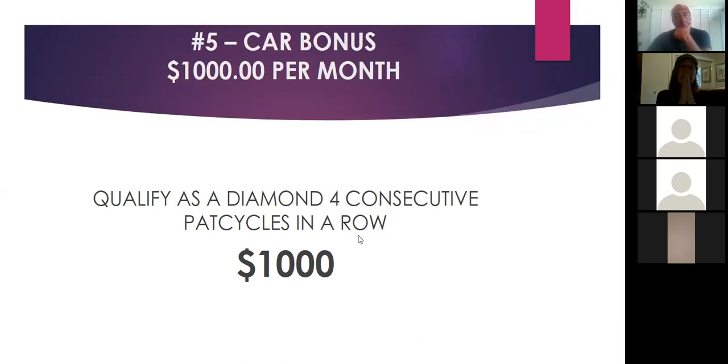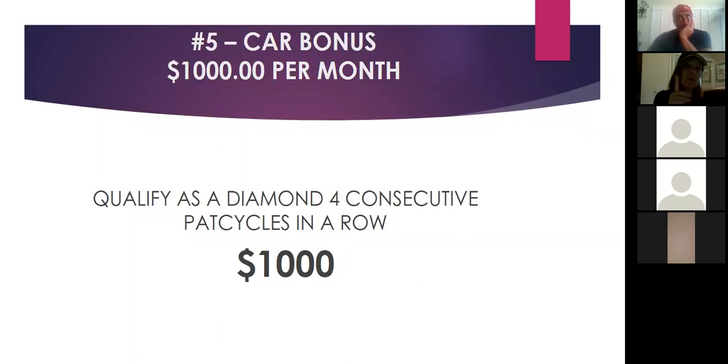Car bonus. Now this I had a question on. In order to earn your car bonus, it has to be consecutive. So if you become a diamond in a pay cycle, you have to do it the following pay cycle, the following pay cycle, and the following pay cycle. 4 pay cycles in a row, and then they're going to release $1,000. If you consistently do that every 4 pay cycles, they consistently release $1,000 every 4 pay cycles.